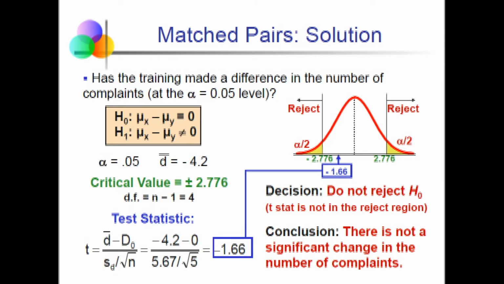This can also be written as mu x equal to mu y. So you can write mu x minus mu y equal to 0, or mu x equal to mu y, for the null hypothesis. So here we're saying that the hypothesized difference is 0, which is the one that we put there.